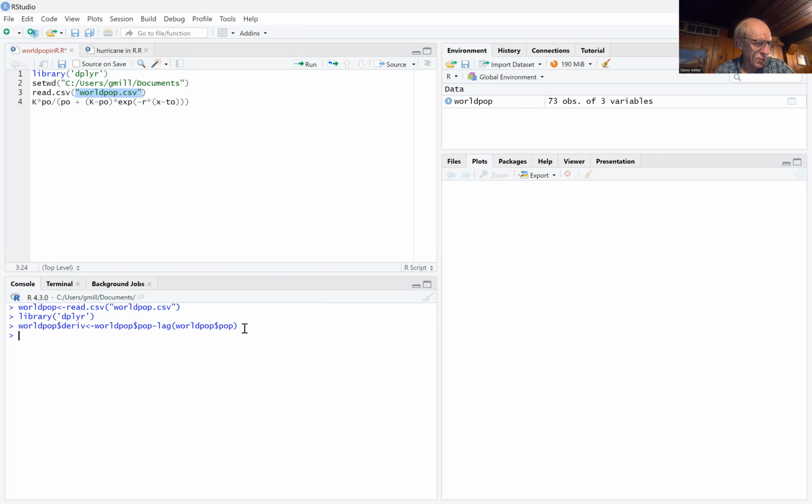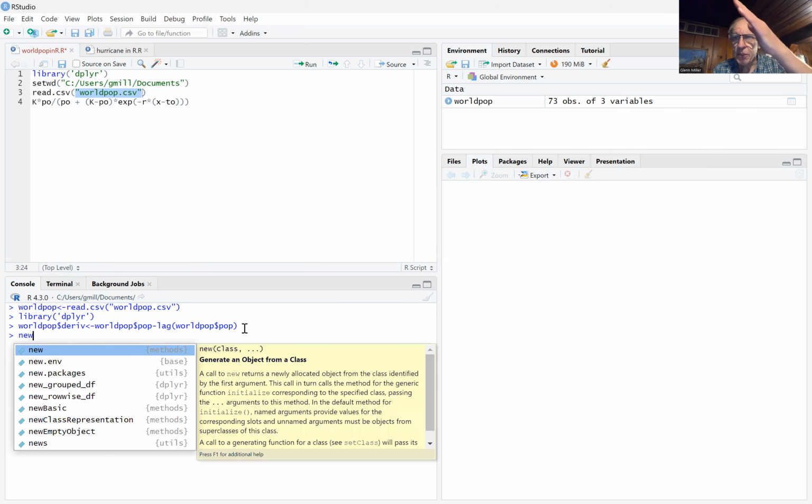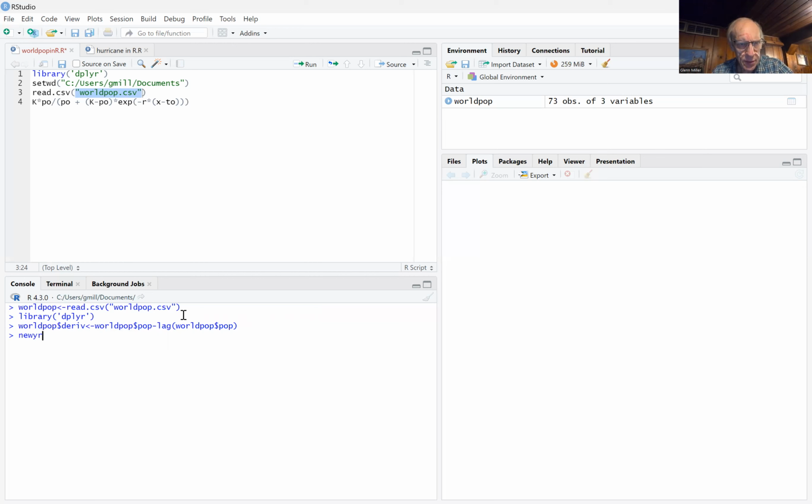Okay, so that's a derivative. If you think about it, it's the average rate of change during the year, and I think it's probably worthwhile to say that's the rate of change at the middle of the year. So I'm going to say new year. In this variable, put it in my data frame.